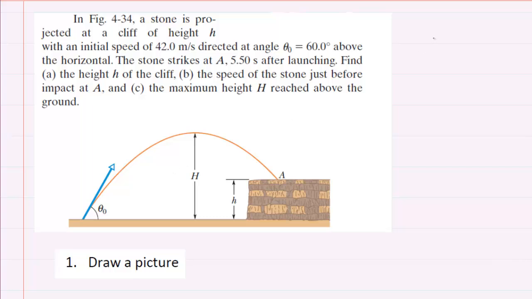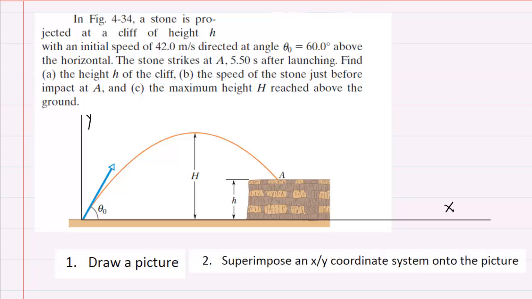In step 2, we're going to superimpose an x, y coordinate system onto the picture. So we've gone ahead and have superimposed an XY coordinate system onto this picture. It is typically the case, though it isn't required, that we place the origin at the point from which the projectile is launched. So in this case, it's a relatively straightforward example. The projectile is launched at ground level, and so our origin is also going to be located at ground level. You recall from algebra that the origin has the coordinates 0, 0. And that will take us to step 3.